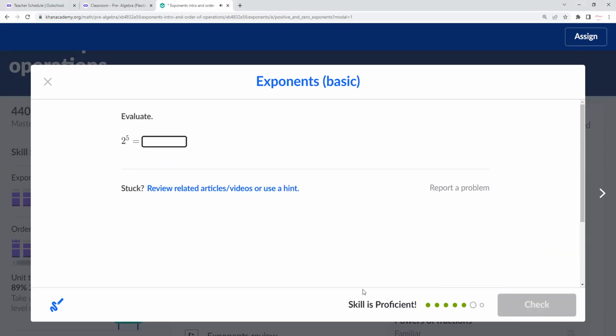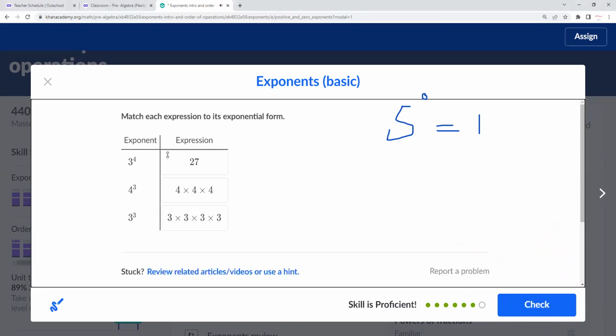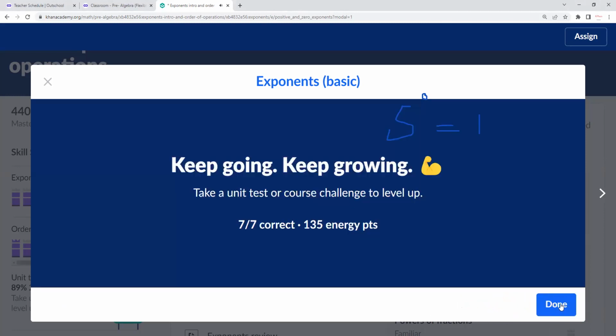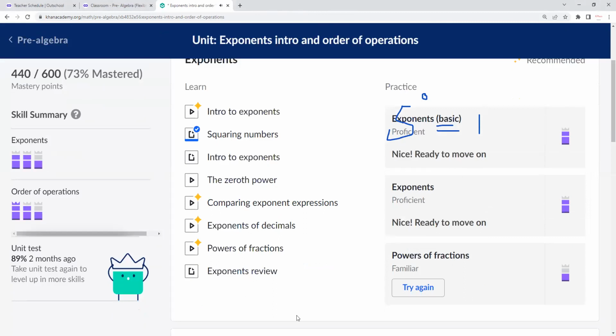And if you ever get anything to the 0 power, just so you know, doesn't matter what it is, it could be 5 to the 0 power, it will always equal 1. So if you ever happen to come across that, just know that equals 1. 2 to the 5th power is 32. 3 to the 3rd is 27. And that's that. So exponents are pretty simple.